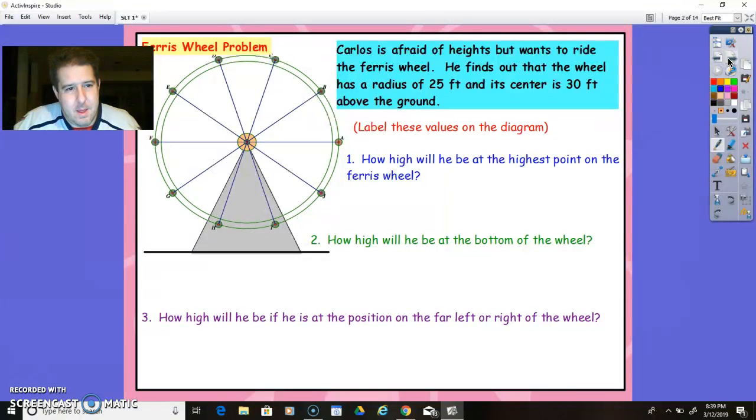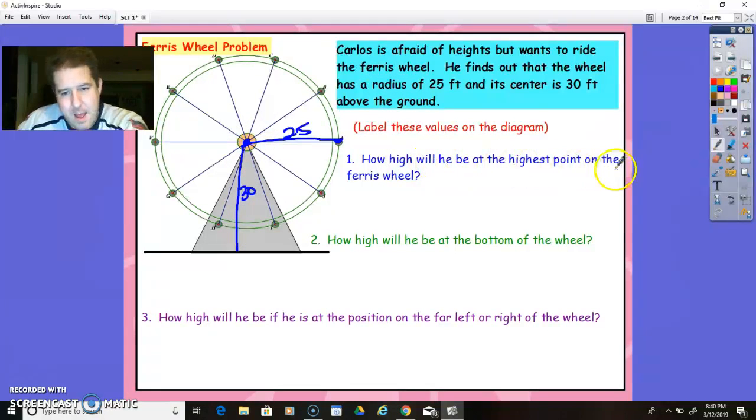All right. So in this lesson, we're going to be doing a lot of the Ferris wheel in a lot of these videos that you're going to see. So Carlos is afraid of the heights, but he wants to ride a Ferris wheel. He finds out the wheel has a radius of 25. So that means the distance from here to here is 25. And he also knows that the center is 30 feet above the ground. So that's the height here.